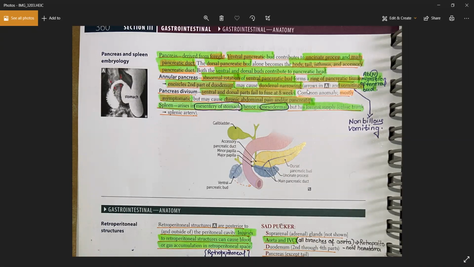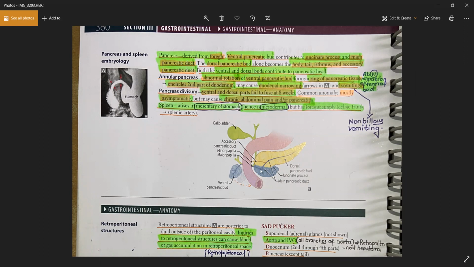This condition is mainly asymptomatic. Okay, but sometimes compression of the duodenum can happen. Okay, and sometimes pancreatitis can also happen because of this condition. Okay, and only in these scenarios the patient will be symptomatic.